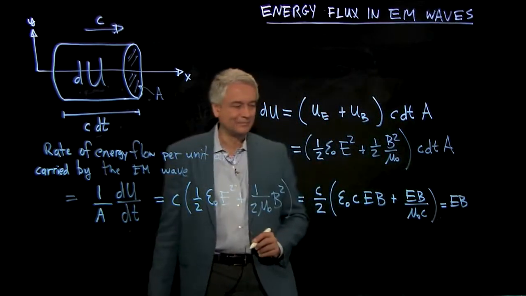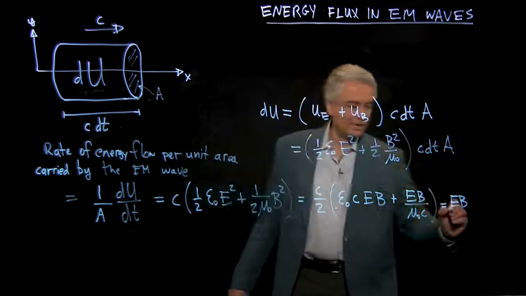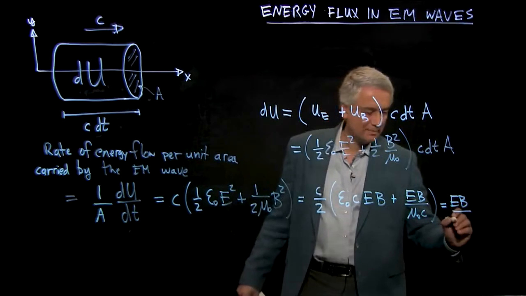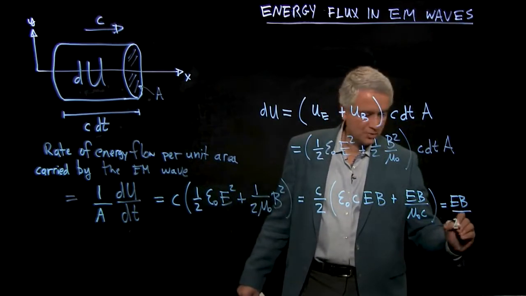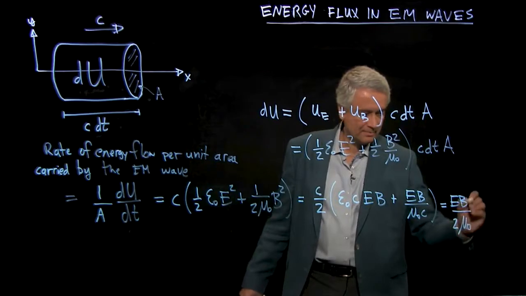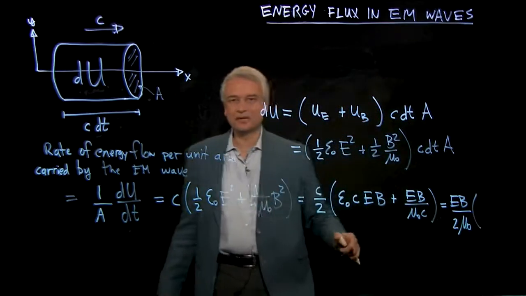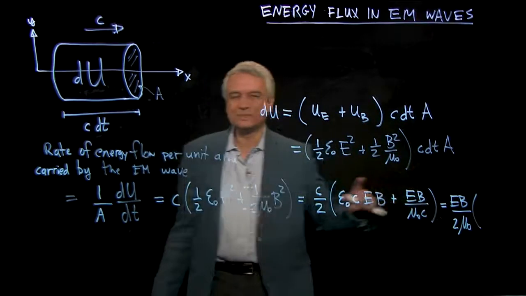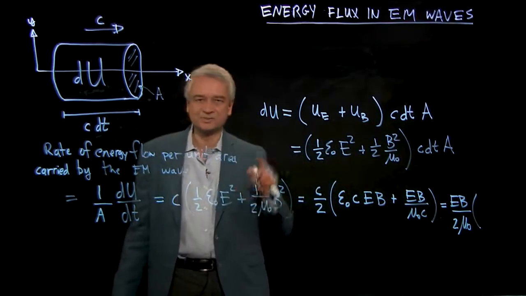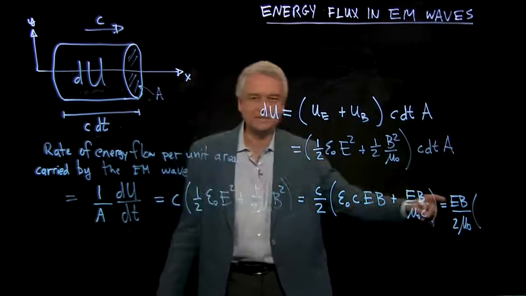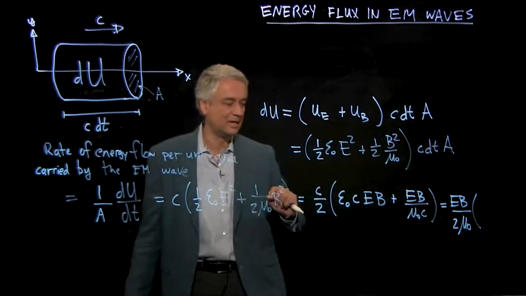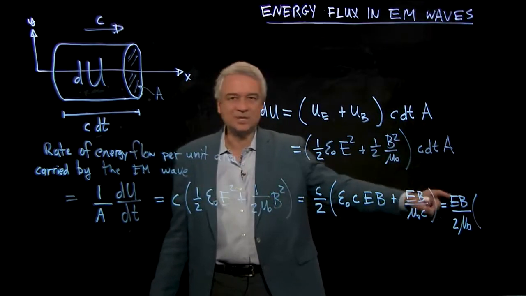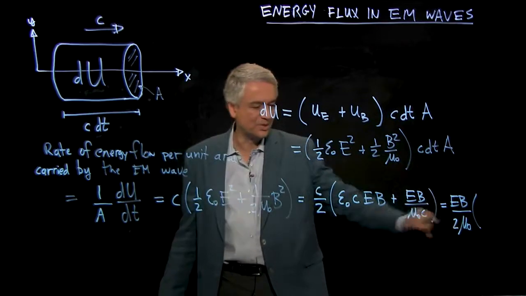And I'm going to choose to write EB divided by 2, and I'm going to put a mu naught here. Why am I going to put a mu naught there? Well, it's because I know where I'm going. The Poynting vector was EB when E and B were perpendicular, which they were in our solution. It was E cross B, but E and B are perpendicular, so that's just EB. So in our solution, E cross B is EB, and the Poynting vector was E cross B over mu naught. So I'm going to put a 1 over mu naught downstairs.